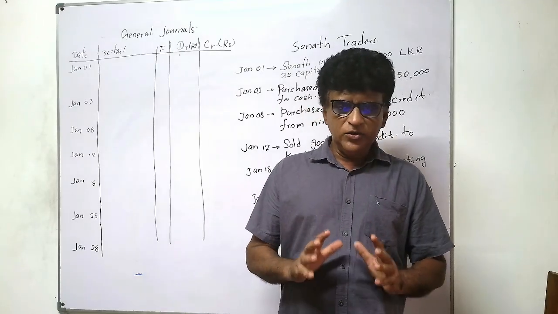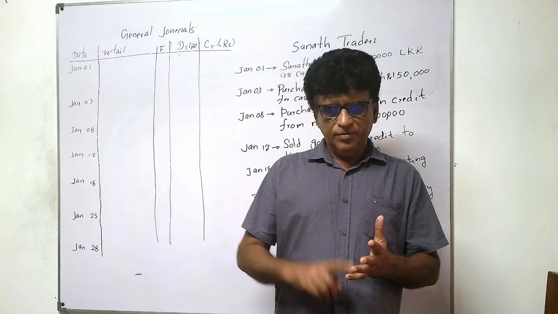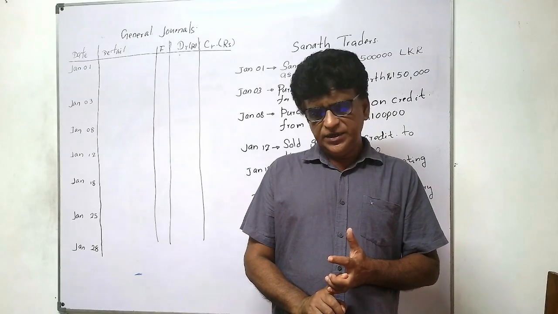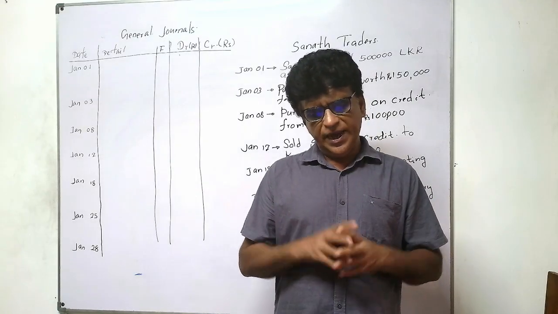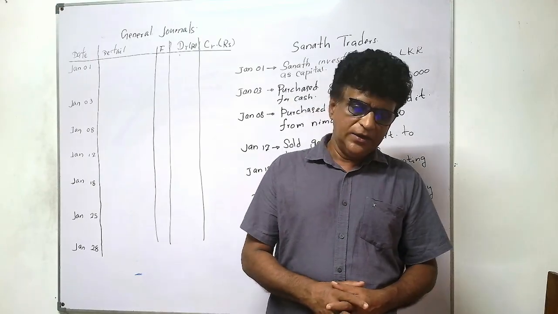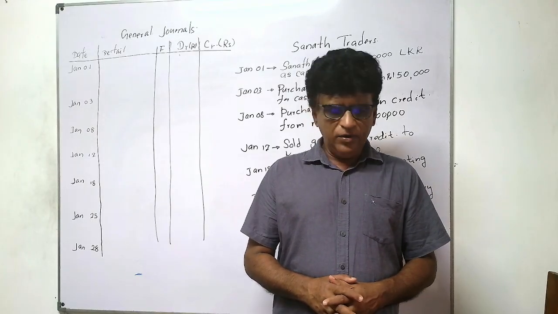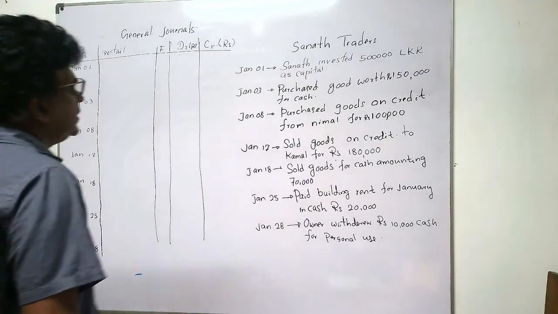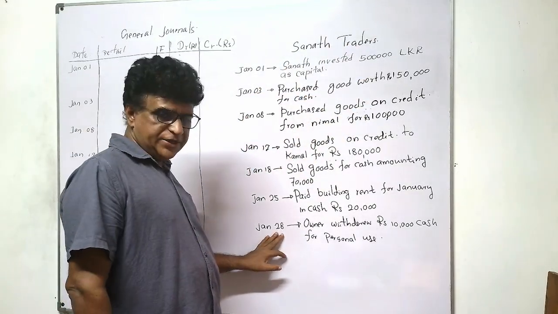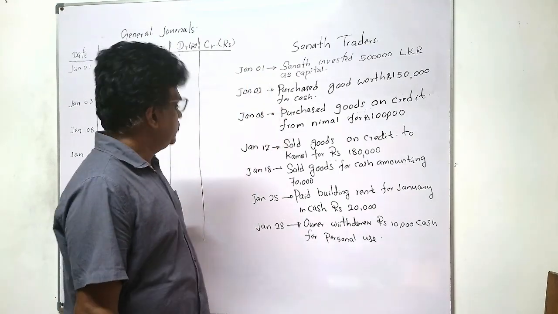Why? All those financial statements, maybe the profit and loss account, right? Maybe the financial position, the balance sheet. The accuracy of all these financial statements totally depends on the accuracy of the trial balance, right? Today, I have one example. Sana Traders, right? There are certain transactions listed here, relevant to January 1st to January 31st.